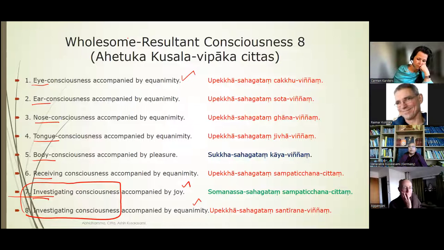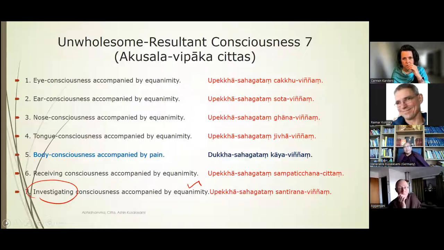Now, for people in Western countries, it's rare to find the unpleasant, meaning fights and wars. There are no wars in Western countries. In Asia, in Myanmar, a lot of people are fighting and killing each other. This is unwholesome resultant consciousness, mostly occupying the minds of the Burmese people.